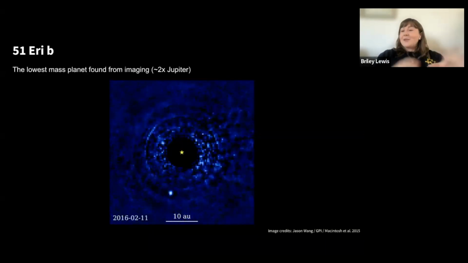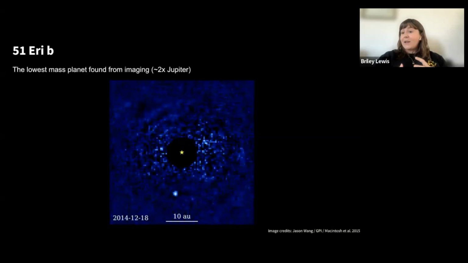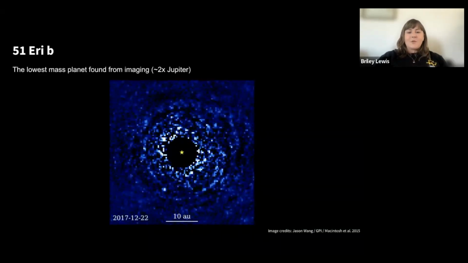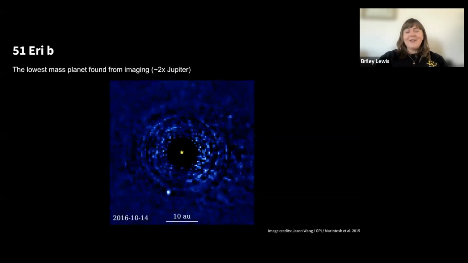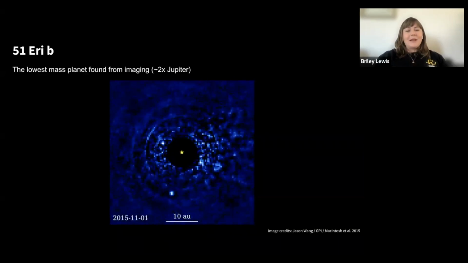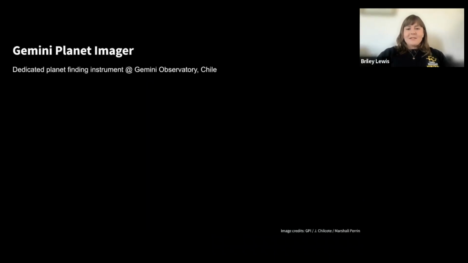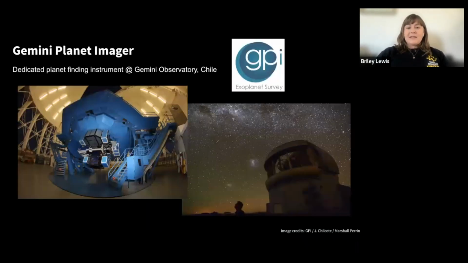What we're going to do in this bit is I'll tell you about one of the discoveries and then show you the telescope and instrument that actually made it. So 51 Eridani b is currently our record holder for the lowest mass imaged planet, and hopefully we will break this record soon. This one was discovered with the Gemini Planet Imager, an instrument for the telescope that was dedicated specifically to planet finding. That is what it was designed for. It used to be on the Gemini South Observatory in Chile. Now the instrument has been taken off the telescope and shipped back up here to the US, where the Gemini Planet Imager team is upgrading it and will soon put it on the Gemini North Telescope in Hawaii.